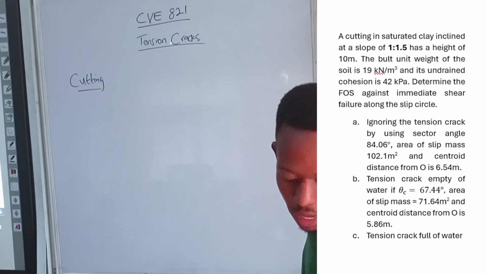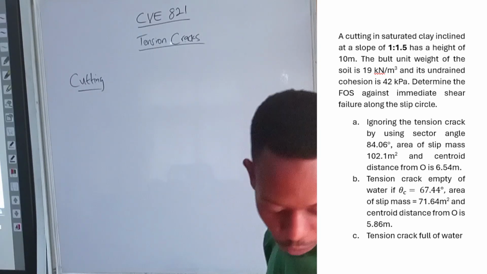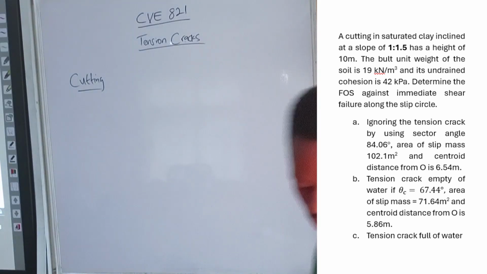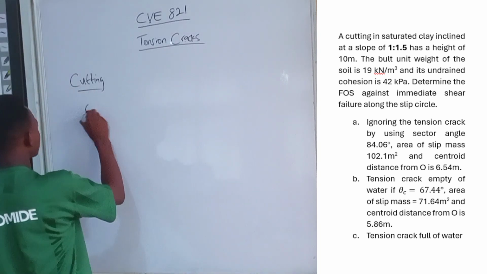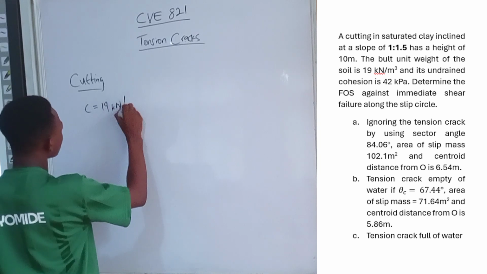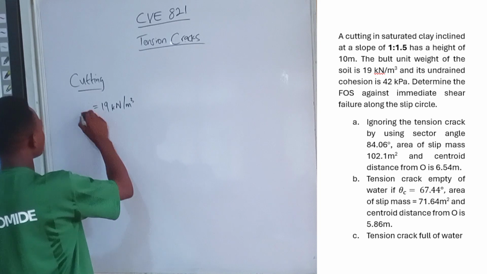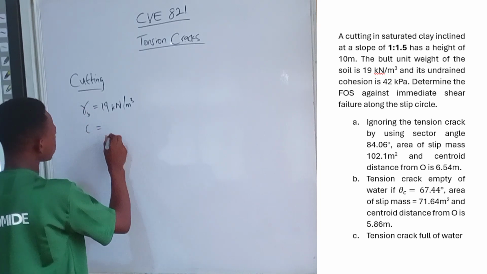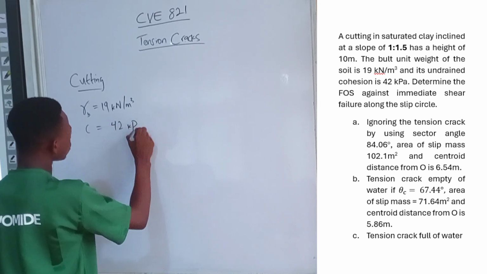And its undrained cohesion is 42 kilopascal. The bulk unit weight is 19 kilonewtons per meter cube, while the undrained cohesion is 42 kilopascal.